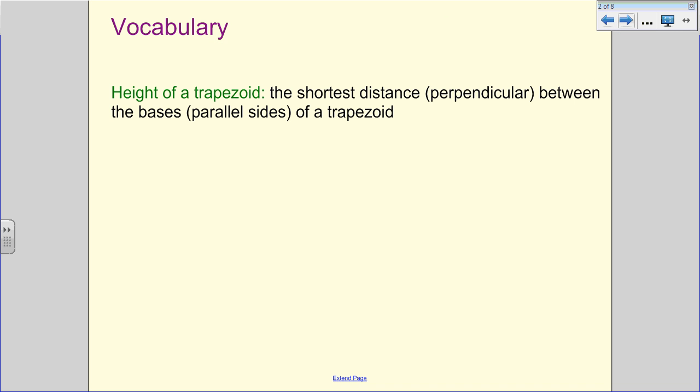When we take a look at the definition here, the vocabulary, it's the height of a trapezoid. Once again, it's similar to the height of a parallelogram and the height of a triangle. The height of a trapezoid is not necessarily one of the sides. It's the shortest distance between the bases of a trapezoid, which means it's going to be perpendicular to the two parallel sides, just recalling the vocabulary from a trapezoid. So the height will be inside the trapezoid, unlike the triangle or the parallelogram. It'll always be a distance between those two, but it is not always going to be one of the sides of the trapezoid.